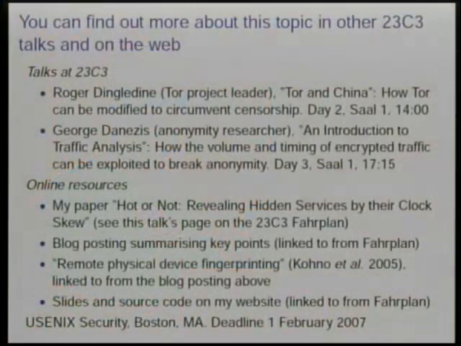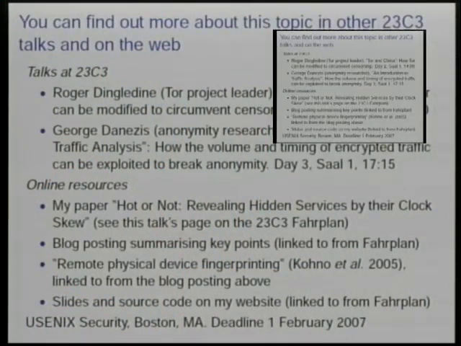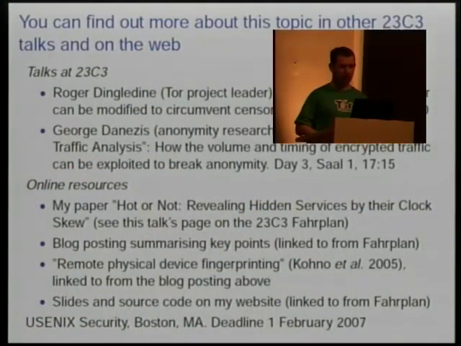There's the paper on which this was based, which has a lot more details on how the experiments were run, and there's a short summary of that in the blog posting, which is linked to from the FAR plan. If you want to know more about the clock skew measurement itself, I couldn't fit that in my paper, but the paper by Yoshi Kono gives a very good explanation of how that works. And these slides and all the source code I've used for doing these measurements is online as of today. The code isn't pretty, but it does work.